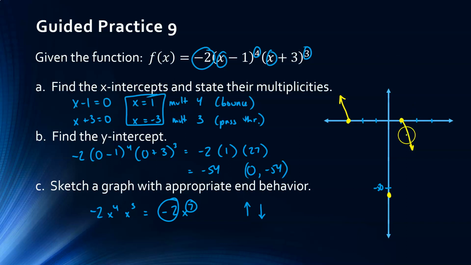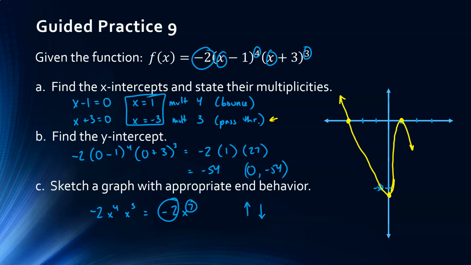Remember, on the left side, we should have a pass-through. Let's just double check here at -3. Sure enough, we have a pass-through, so it's going to come down. And then it's going to be really steep here. And then it's going to hit that and bounce off and then come back down again. So the graph would look something like that for number 9.